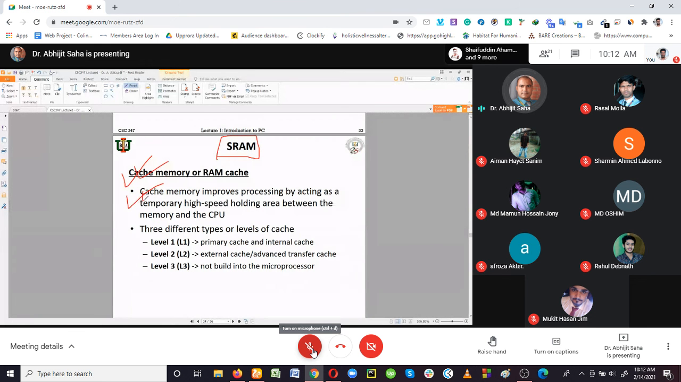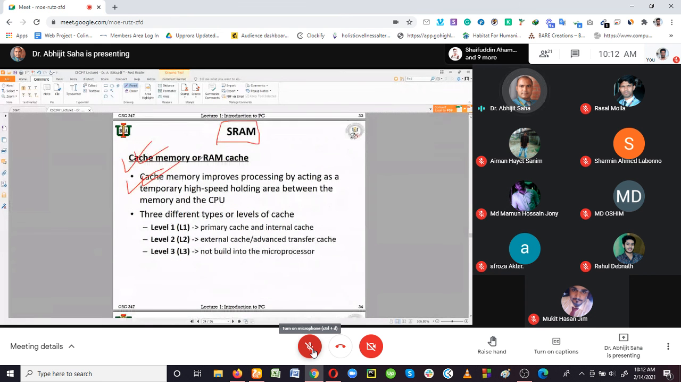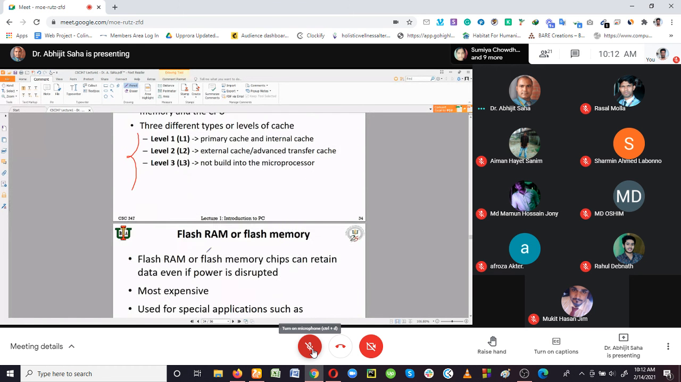We have discussed it in the class, so you can study that: define cache memory, and the level 1, level 2, and level 3 caches. So explain the different levels of caches. That can be a question.